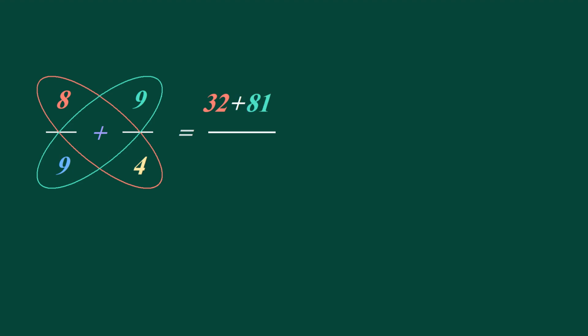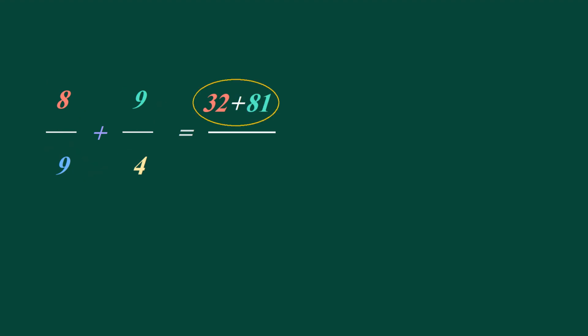Now just add those two numbers. So we have 32 plus 81, which is equal to 113. Multiply the two denominators. So we have 9 times 4, which is equal to 36.